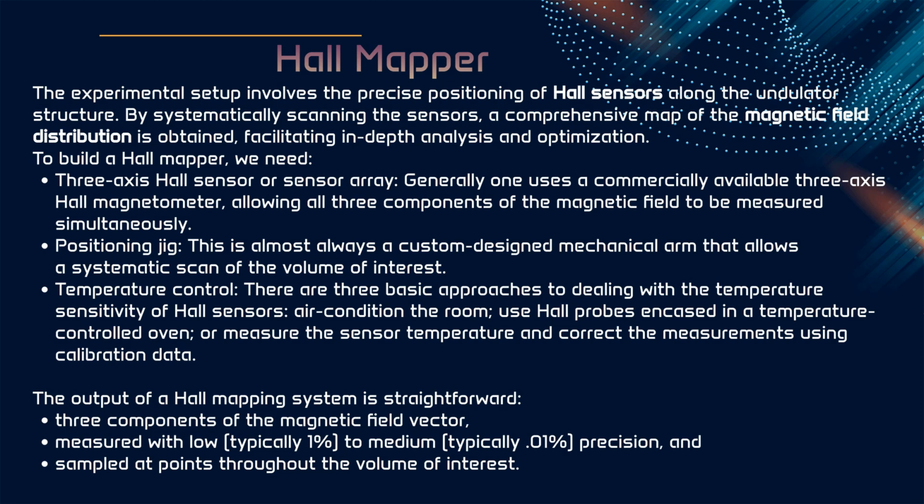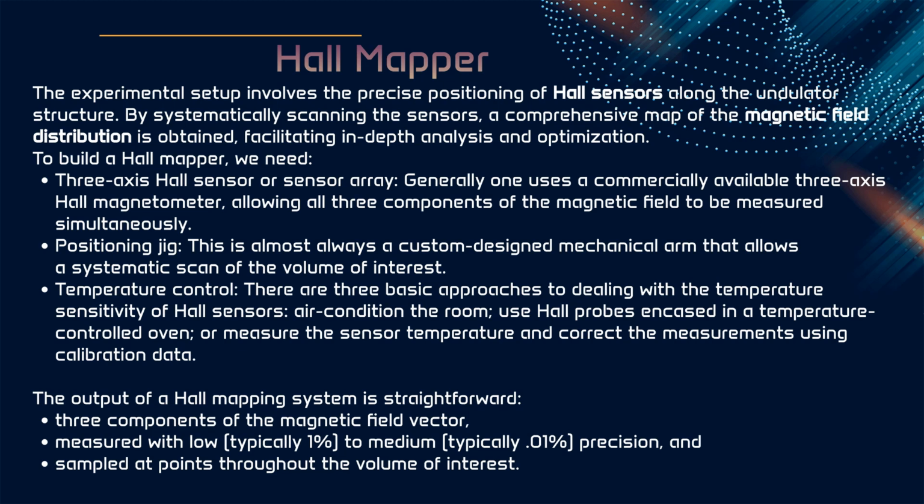simultaneously. Second is the positioning gadget. This is almost always a custom designed mechanical arm that allows a systematic scan of the volume of interest. The third thing is temperature control. There are 3 basic approaches to dealing with the temperature sensitivity of Hall sensors: air condition the room, use Hall probes enclosed in a temperature controlled oven, or measure the sensor temperature and correct the measurements using calibration data. Out of that, we use Hall probes that are enclosed in a temperature controlled oven.